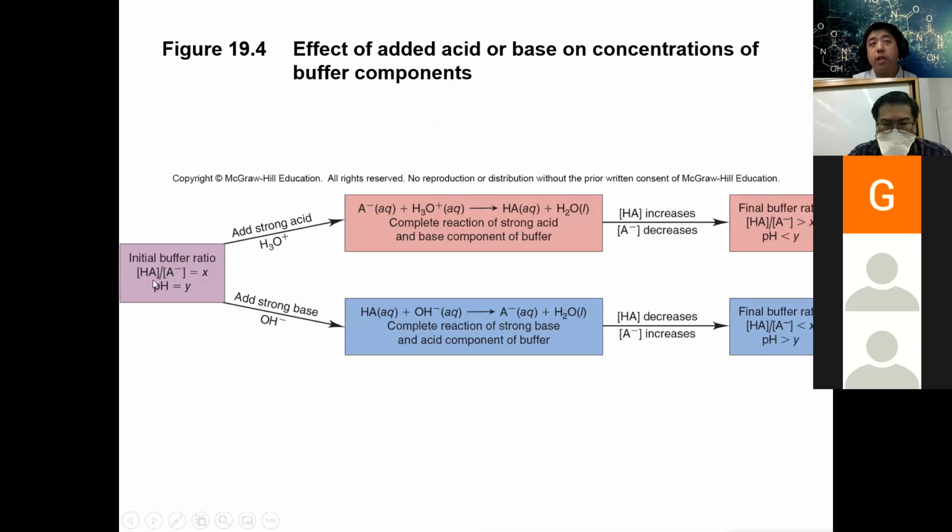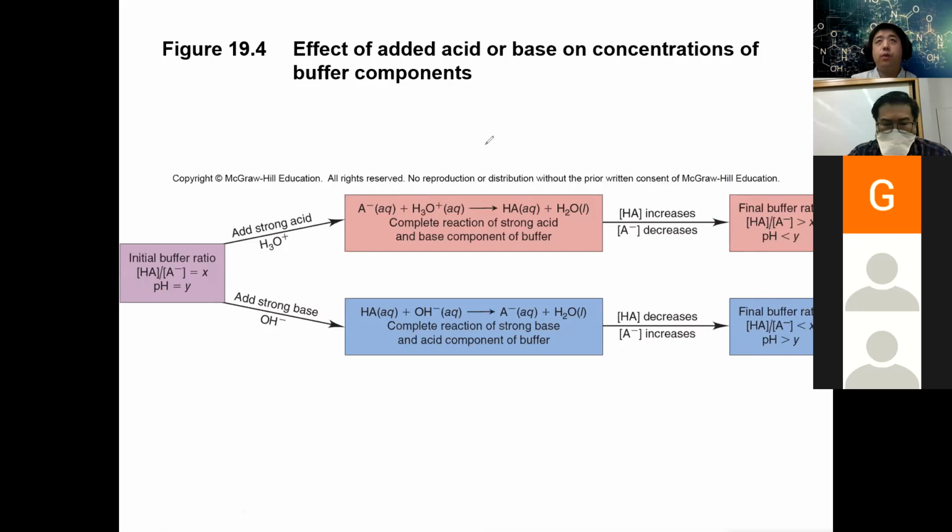Again, this is just breaking up the ratio, same format. We add in a strong acid, it will interact with the conjugate base, and then it will form more of my weak acid. So the ratio increases in my weak acid, it decreases in my conjugate base, and then we end up with lower pH in the process. And this one ends up with a higher pH. Any questions about this? Yep, it's a very marginal difference as long as you have a buffer that can resist the change.